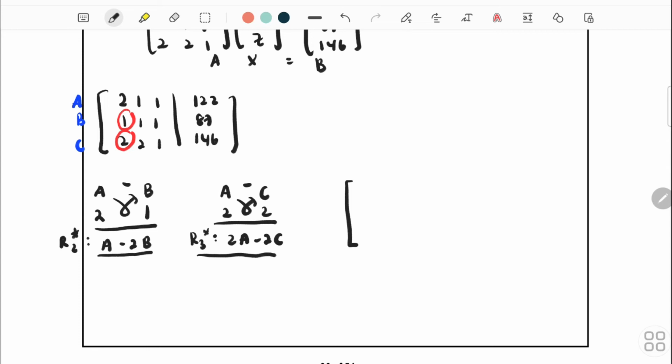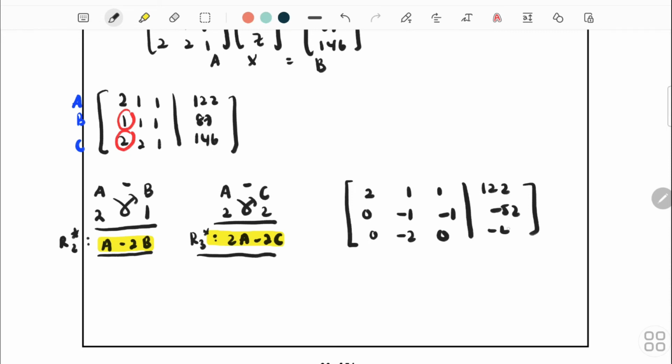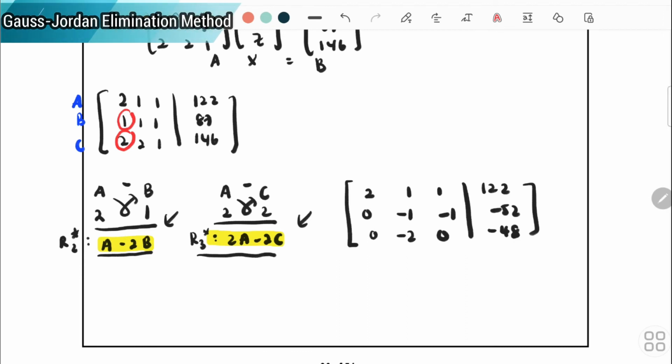Alright, so we write the new matrix that we can form using these two equations. The first row just maintains from the previous one, so 2, 1, 1, 122. And for the second and third rows we get the new elements, which are 0, negative 1, negative 1, negative 52. This is what you're supposed to get from the operations that we formed in the previous part.